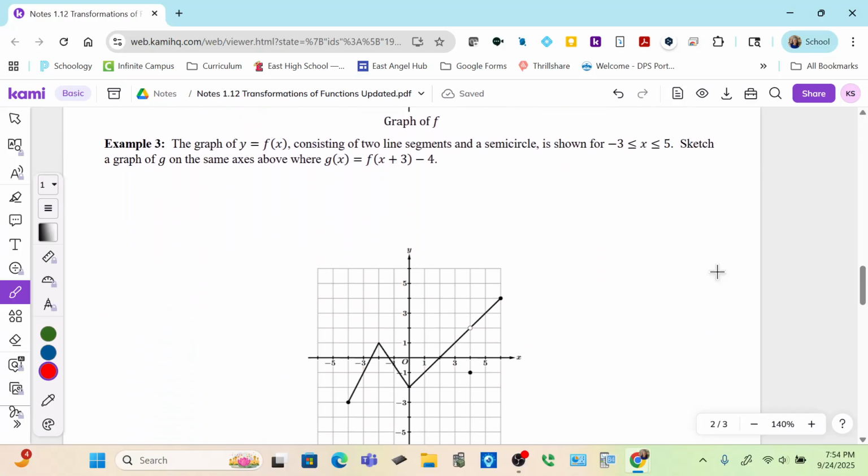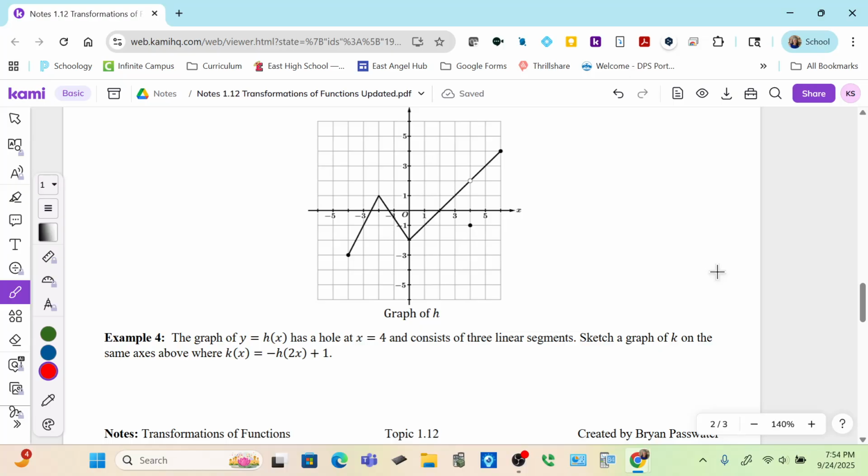The next one I want to look at is number 4. This is going to be a combination of figuring out what is happening while also graphing its transformation. So we have the graph of y equals h of x, which has a hole at x equals 4. But I also want you to see that we have this point that we're also going to have to move because it's part of the function. We have a discontinuity there. So the value when x is 4 is actually -1 and not the 2. And this graph consists of 3 linear segments.